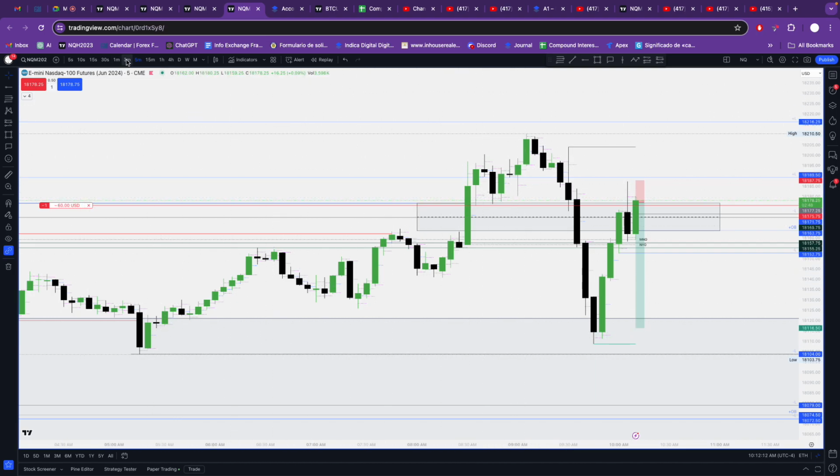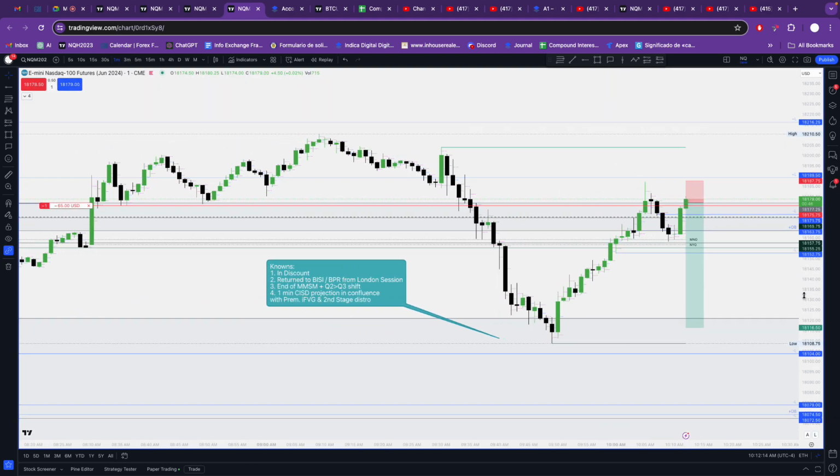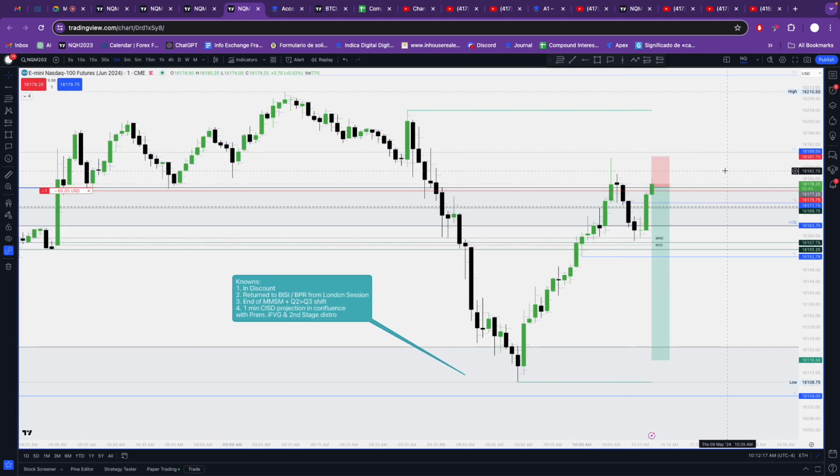Okay, so let's look at the 1 minute. So all this was a retracement, and now we're still moving up.